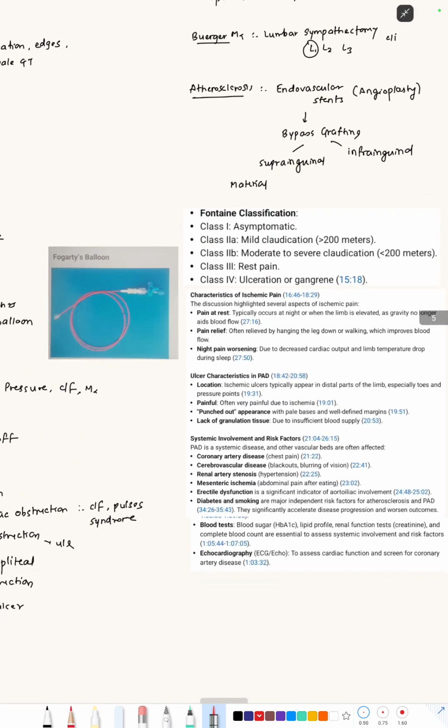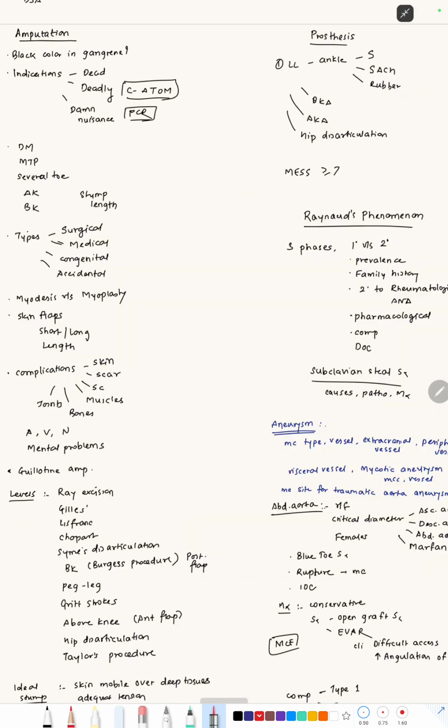Now, the material used for suprainguinal grafting, that is aortobifemoral, is Dacron. Only synthetic material is used. For infrainguinal grafts, the natural material, that is reversed great saphenous vein graft, can be used, or the synthetic material, that is Teflon, can be used. Now, moving on to the next, amputation. The black color in the gangrene is formed because of hydrogen sulfide.